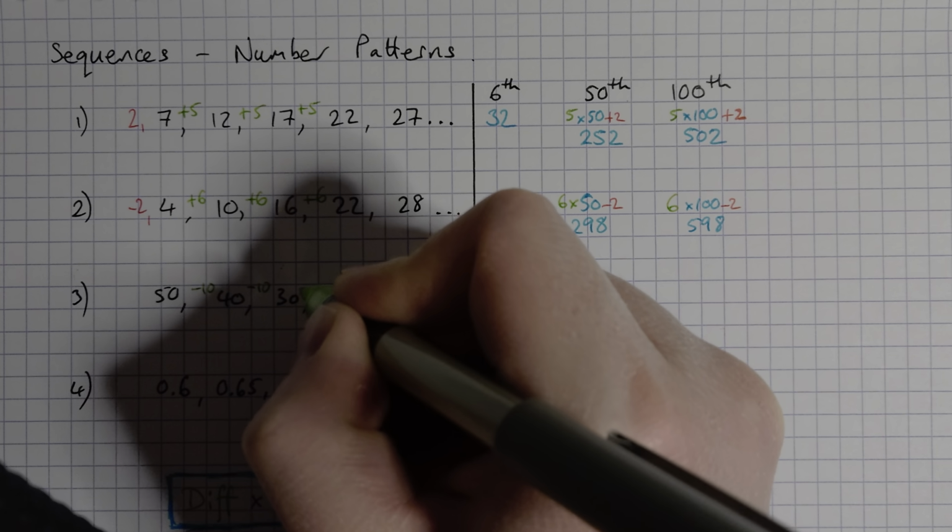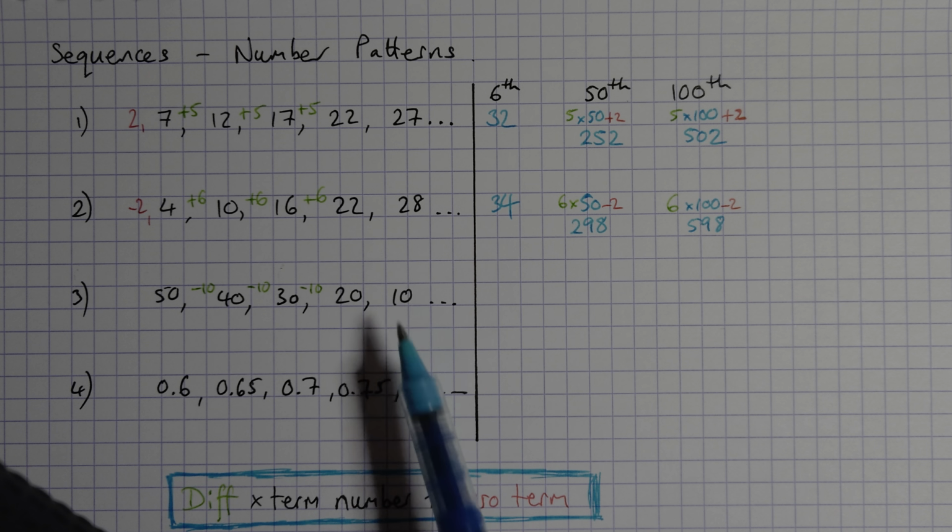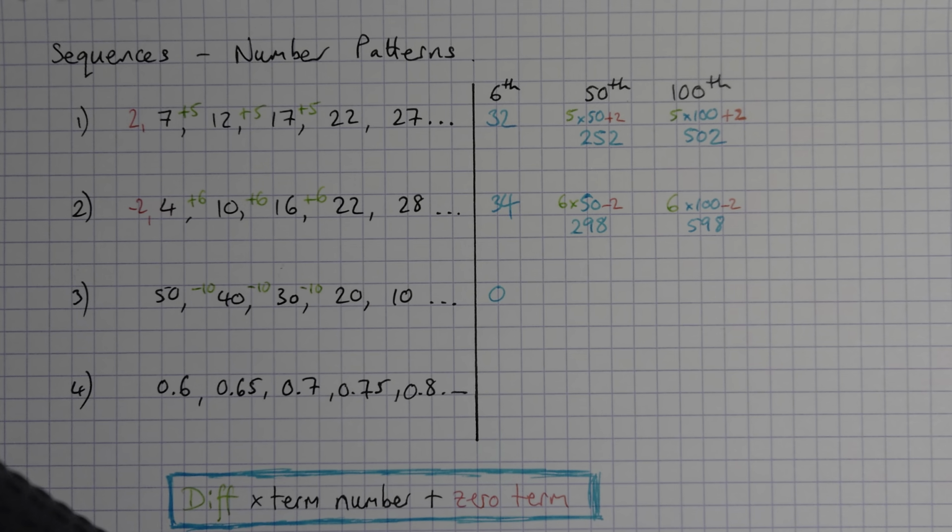In question number 3, this sequence is going down in tens each time. So you could suggest that we're adding on minus 10 each time. So we wouldn't say the difference is 10, the difference is minus 10 for this one. So the next one in the sequence, 10 less than 10, is nothing. So that's a nice easy one. But the 50th term is a bit more complicated.